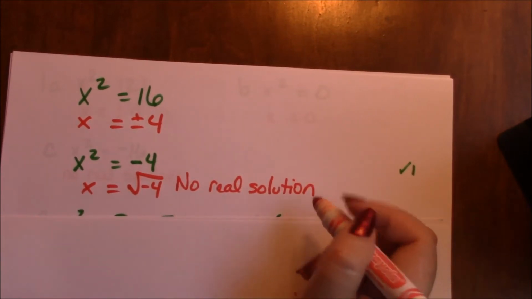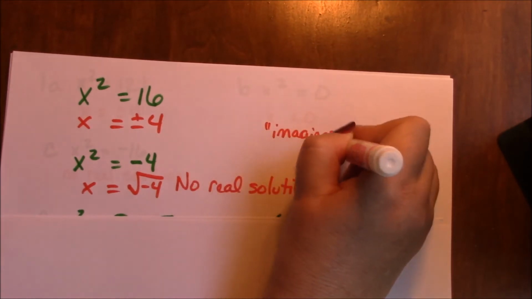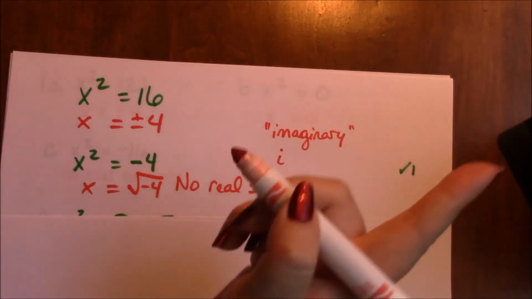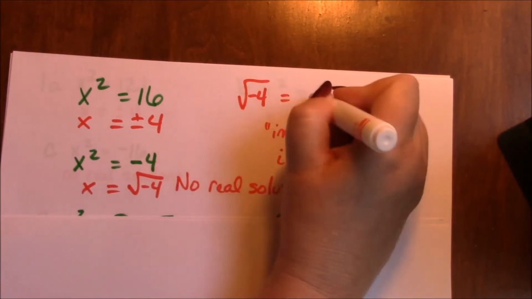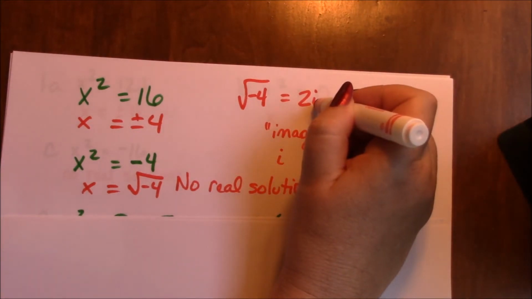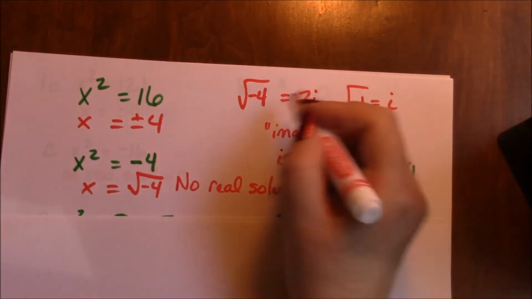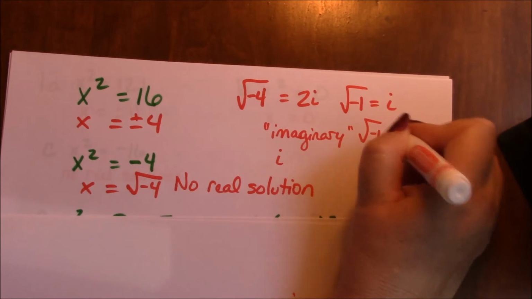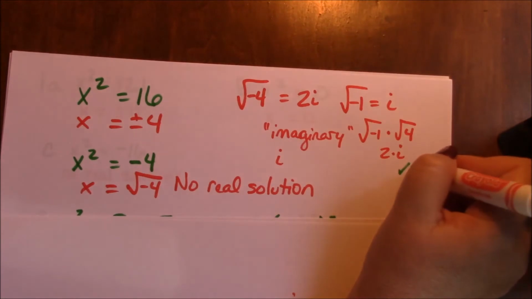Now, side note, it's actually imaginary, and it is written as a lowercase i. So the square root of negative 4 is actually 2i, because i is the square root of negative 1. So the square root of negative 4 is the square root of negative 1 times the square root of 4, which is 2 times i, 2i.